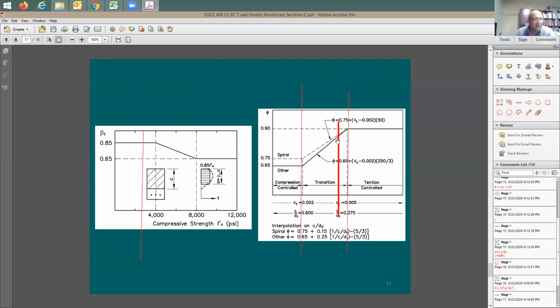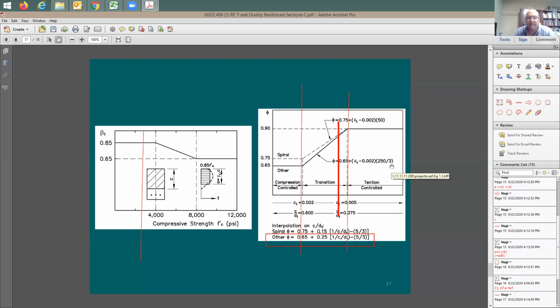So you either can read it off the graph, if you are able to, or you can just use this equation. Let me put it in the box. The equation says take 0.65 plus 0.25 times 1 over c over d, subtracting 5 over 3. And with that, you have the phi factor. So this equation here is going to be for the transition only. And also you have it here.